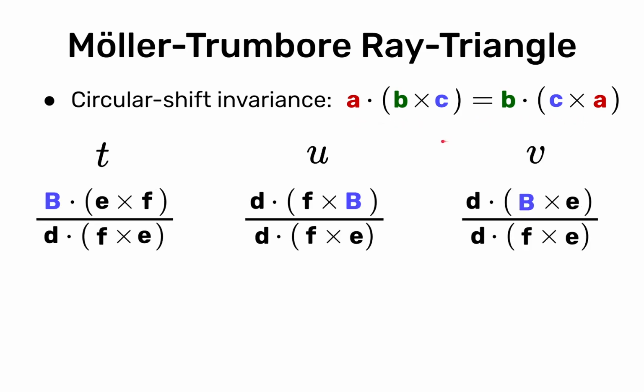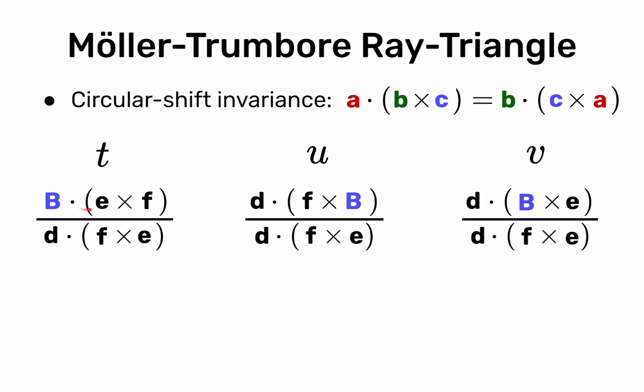Now we're going to use this circular shift invariance, and the purpose here is to actually optimize the number of calculations we're doing. So right now we have these calculations. We have a bunch of cross products, a bunch of dot products, and we see that some of these cross products are the same and some are different. But we can use the circular shift invariance to make more of them the same.